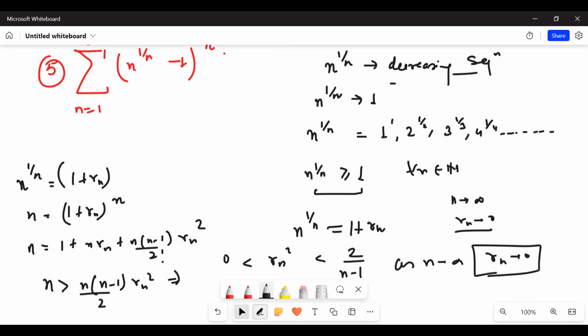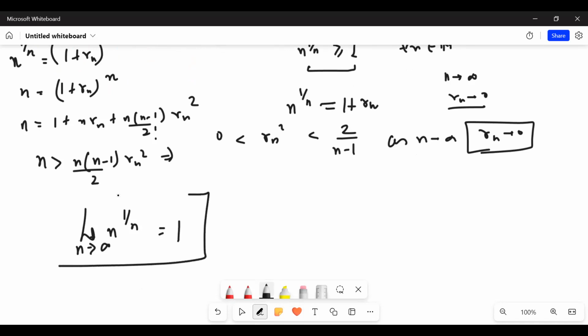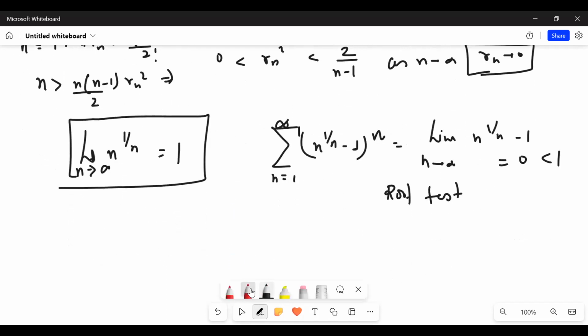So as n tends to infinity, this Rn tends to 0, which implies what? It implies that n raised to power 1 upon n, the limiting value for this, is equal to simply 1. So from here, if I want to find summation of n raised to power 1 by n minus 1 raised to power n from n equals 1 to infinity, it is quite evident from the root test that this limit is certainly 0, which is certainly less than 1. So from the root test, it is quite clear that this series given to you is a convergent series. It is a convergent series.